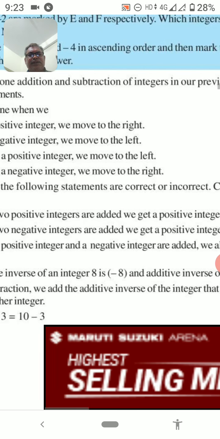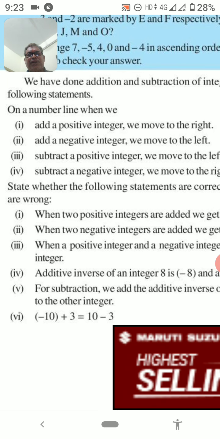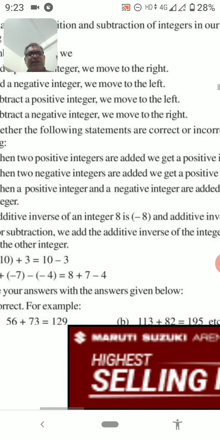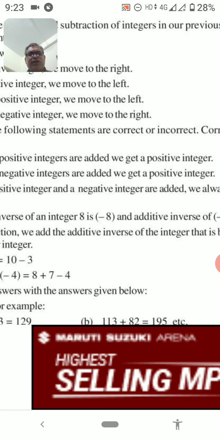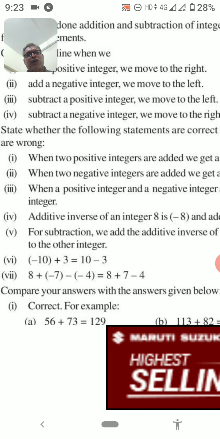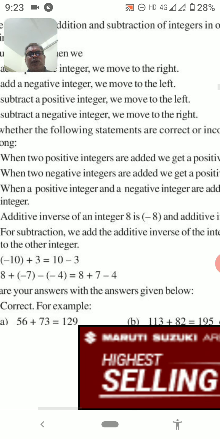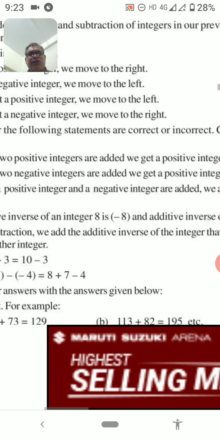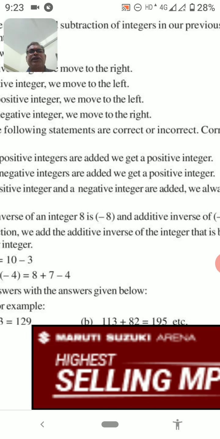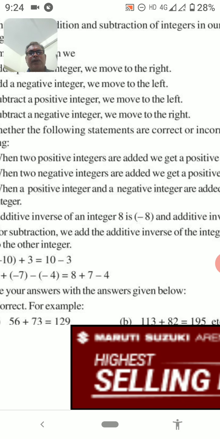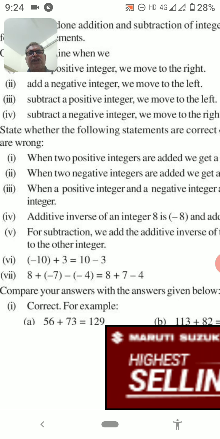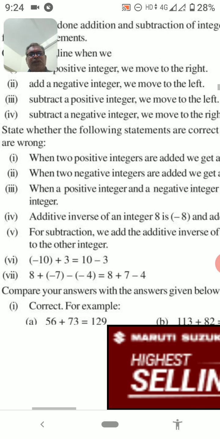Then you see here one example. When two positive integers are added, we get a positive integer. Whether this is true or false, you have to say. And when two negative integers are added, we get a positive integer. So which one is correct? When two positive integers are added, we get a positive integer. In class 6, I taught you one saying, that positive plus positive is positive, negative plus negative is negative. So like this, you can use that technique to understand.